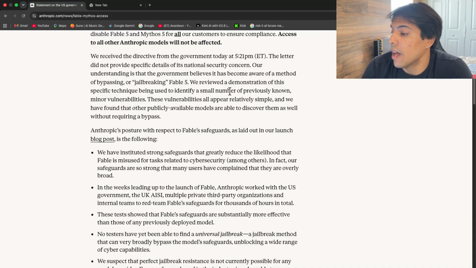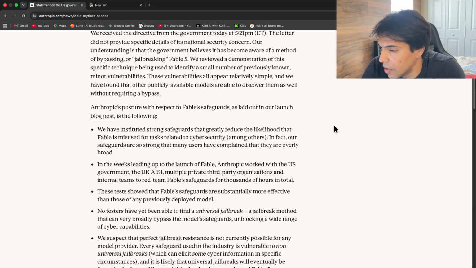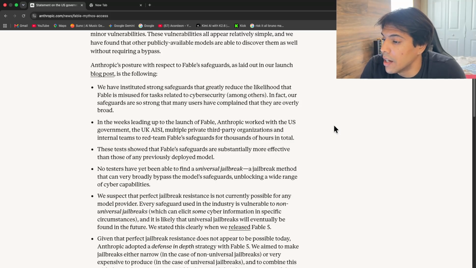We reviewed a demonstration of this specific technique used to identify a small number of previously known minor vulnerabilities. Okay, these vulnerabilities all appear relatively simple, and we have found that our publicly available models are able to discover them as well without requiring a bypass. Okay, but now Anthropic's posture with respect to Fable's safeguards, as laid out in our launch blog post, is the following.